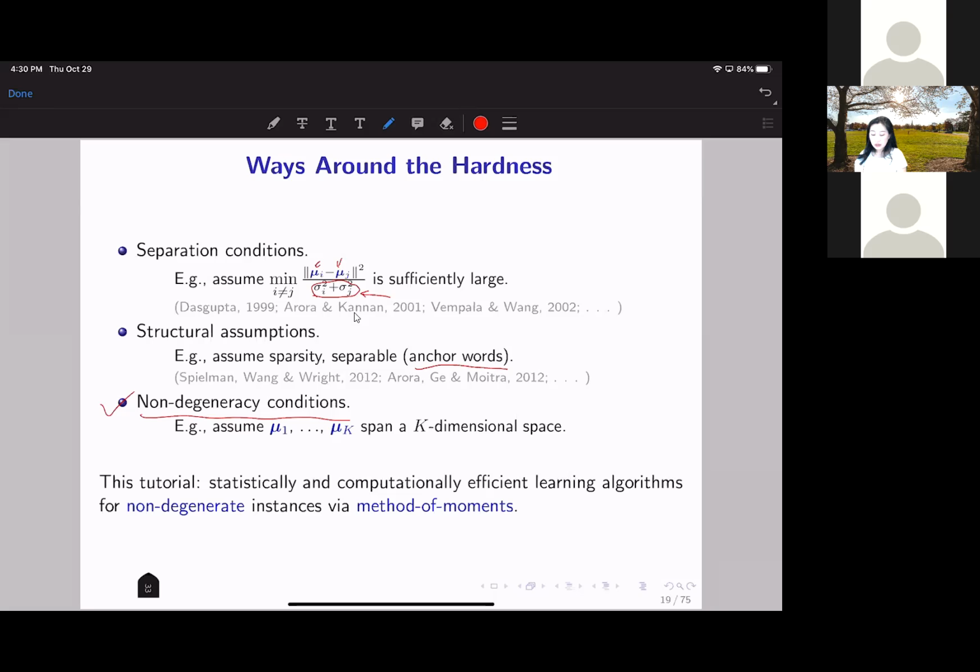What is the condition? It assumes that mu_1 through mu_k span a k-dimensional space. So what does this mean? This means that they are linearly independent. If they span a k-dimensional space, then mu_1 through mu_k are linearly independent. If they're linearly dependent, they won't be able to span a k-dimensional space. If one of them is dependent on the others, then it's just a k minus 1 or even smaller dimensional space, right? Is that clear?